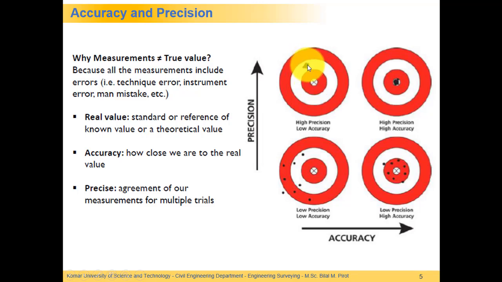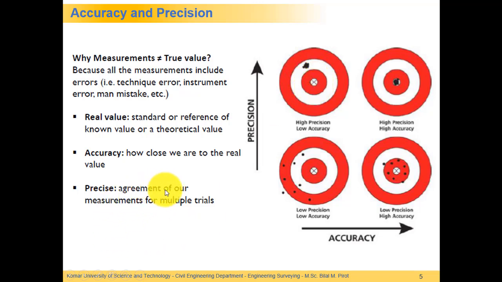So now, for example, the number of the data may be 8 or 7 pointers. All the 7 pointers have deviated from the center. So it means in this case we don't have a good accuracy. So accuracy in this case is low.